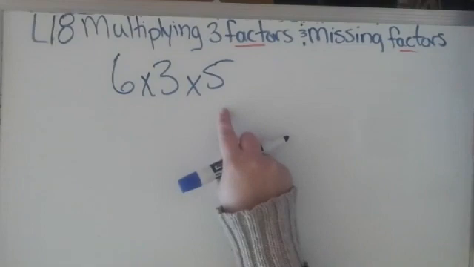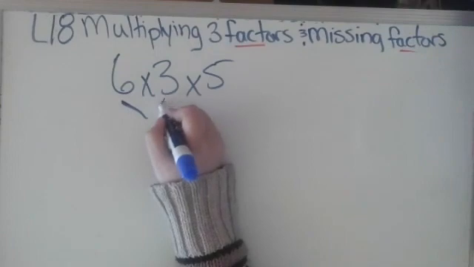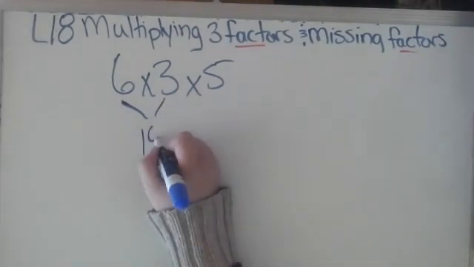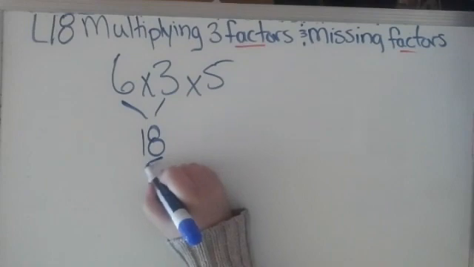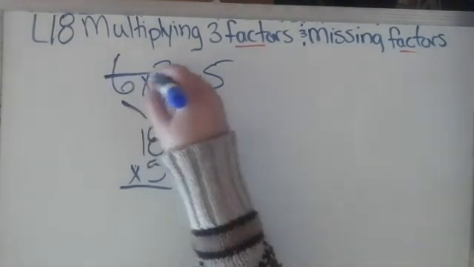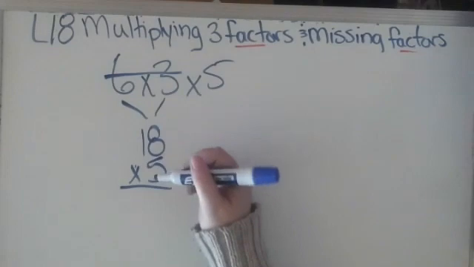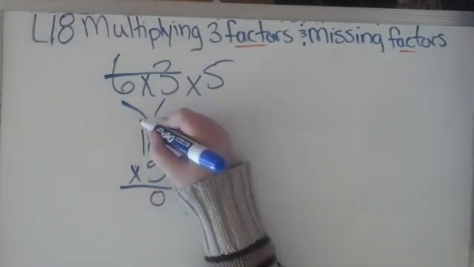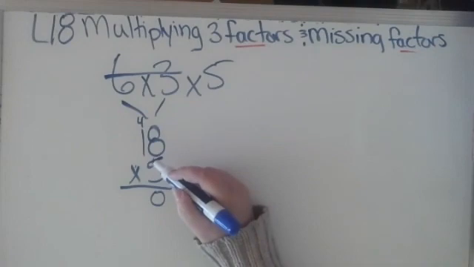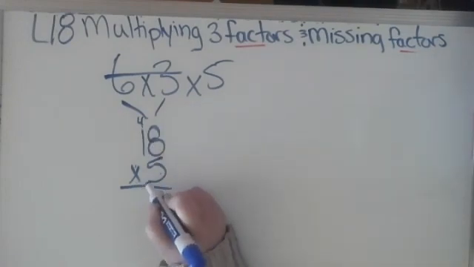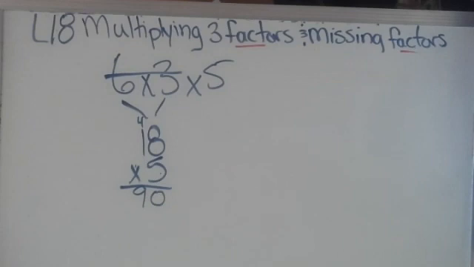If I want to leave the 5 for the very end because I know multiplying by 5 is easier for me, I can do 6 times 3, which gives me 18, and then times 18 by 5. 5 times 8 is 40. Put the 0, carry the 4. 5 times 1 is 5. 5 times 4 plus 4 is 9. And you still get 90. I can only do this because it's all multiplication. If I had something else in there, I would have to do it a certain way. But because it is all multiplication, I can do it like this.